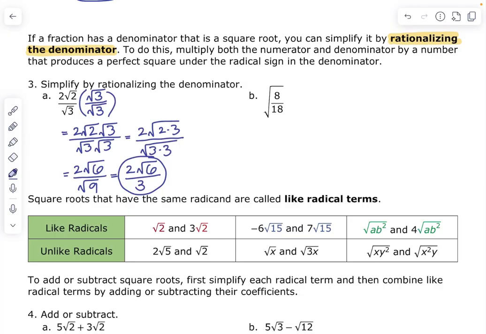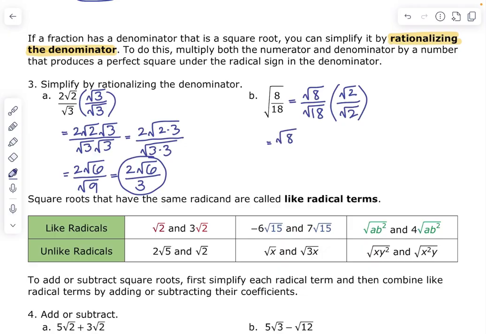All right, let's take a look at part B. First thing we want to do is use our quotient rule to divvy this up into the square root of 8 over the square root of 18. Okay, we want to rationalize our denominator now. So if we're thinking of all of our multiples of 18, what can we multiply 18 by that's going to get us a perfect square? I know that 18 times 2 is 36, so I'm going to multiply both the numerator and the denominator by the square root of 2.